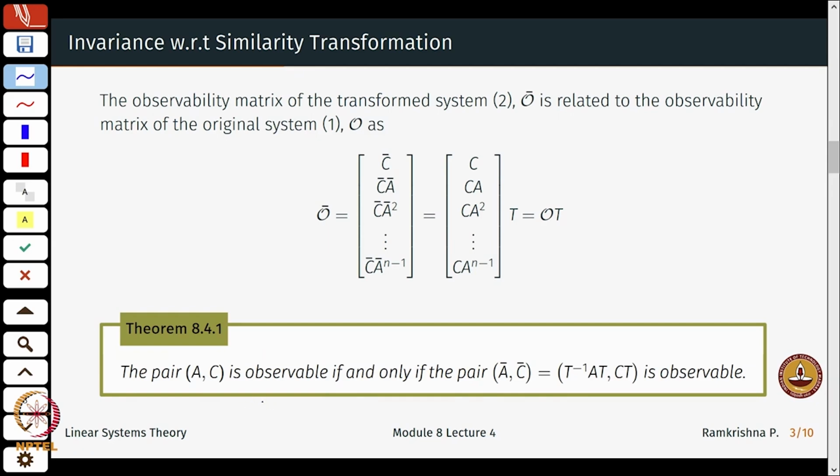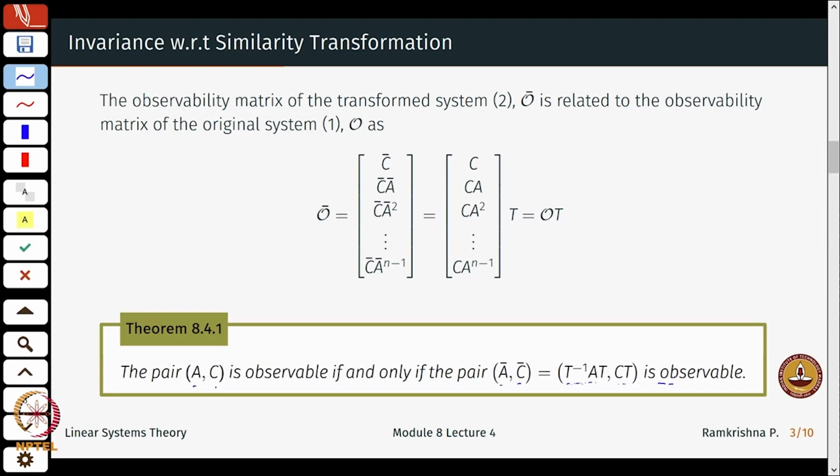So the result, which is again easy to derive, is the following: the pair A, C is observable if and only if the pair A bar, C bar, which come as a result of the transformation T, is also observable. So that is easy to check, right?